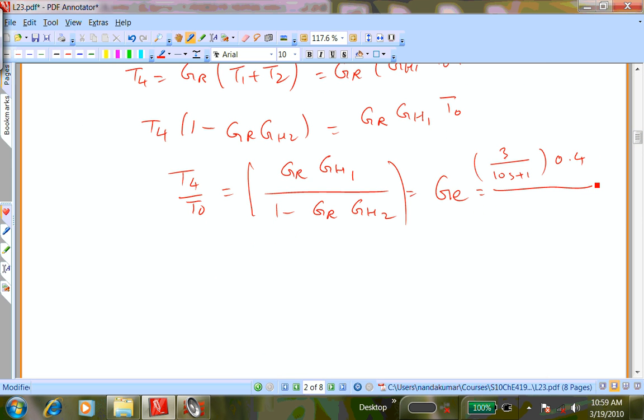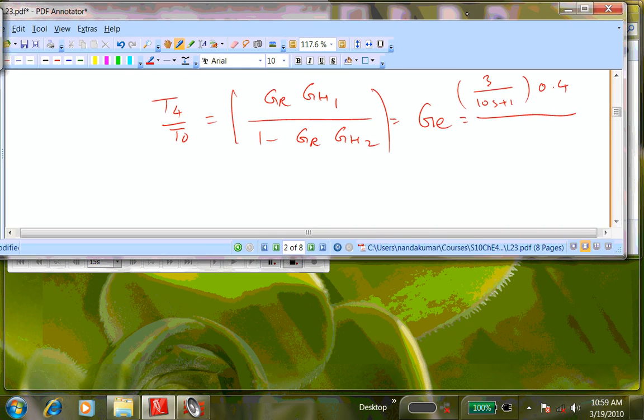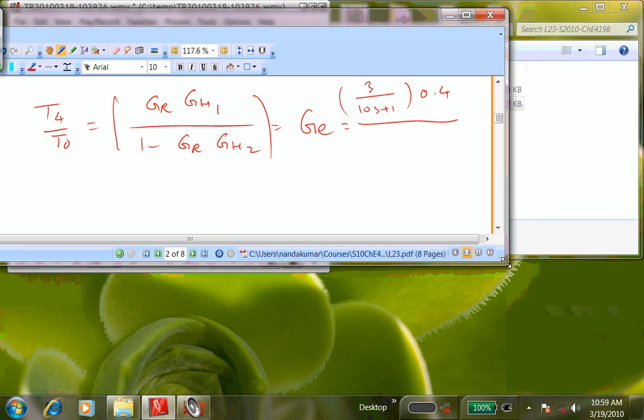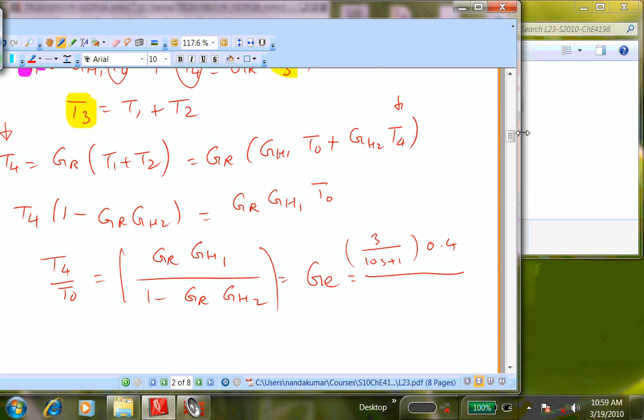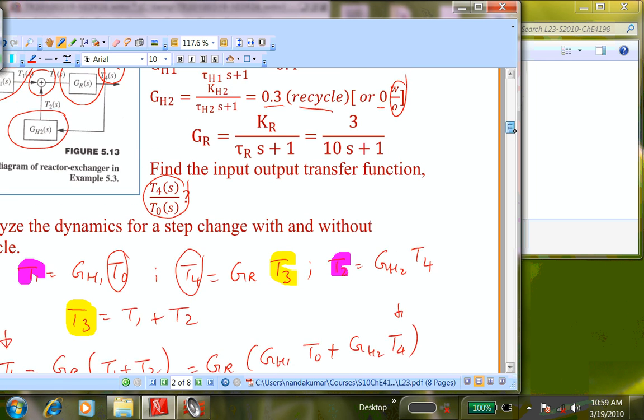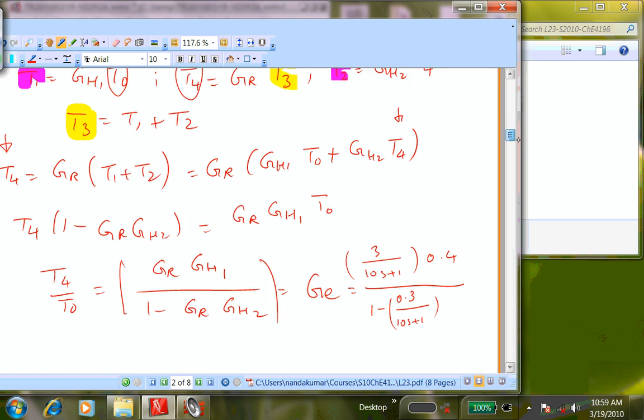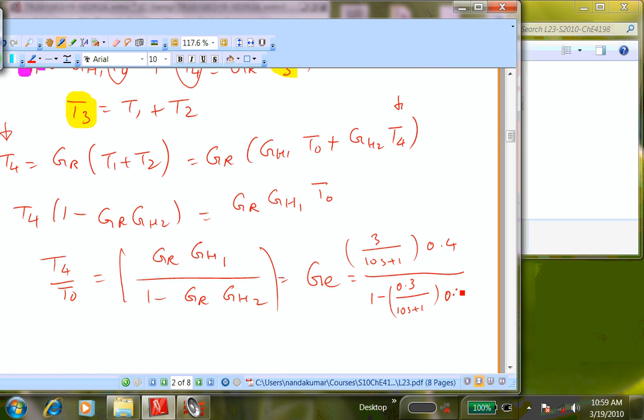Are you able to see it now? Yes. Okay, divided by 1 minus GR, which is 0.3, divided by 10S plus 1, multiplied by GH2. GH2 is given to you as 0.3 or 0. Okay, so it's going to be 0.3 with recycle or 0 without recycle. Okay, there are two cases that you need to look at.